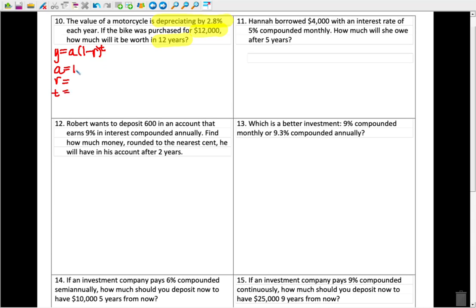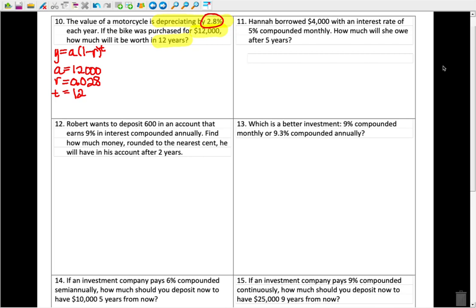The A is 12,000. The rate is 2.8%. Move it over twice. It will be 0.028, and the time is 12. Go ahead and write it down, solve it, and again, you can come back and check for the final answer.